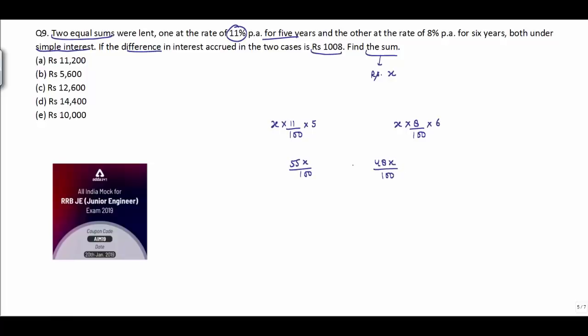Obviously, this one is smaller. So the difference between these two has been given equal to 1008. We just need to find the value of X. So we will find it from here. 55 minus 48 is 7x by 100 equal to 1008.